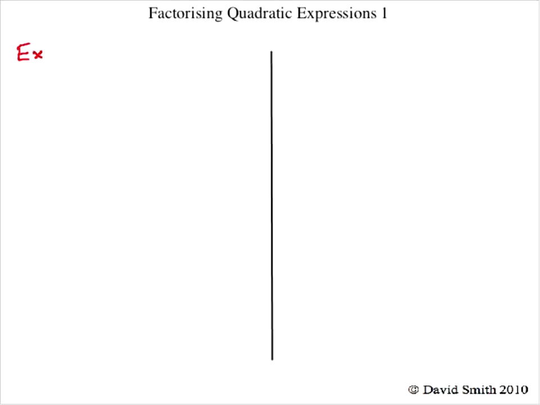Example 2. X squared plus 11x plus 10. And we're going to write that as a bracket multiplied by a bracket. We'll have an x in each bracket. And we need to figure out what the numbers are that go in the brackets with the x's.